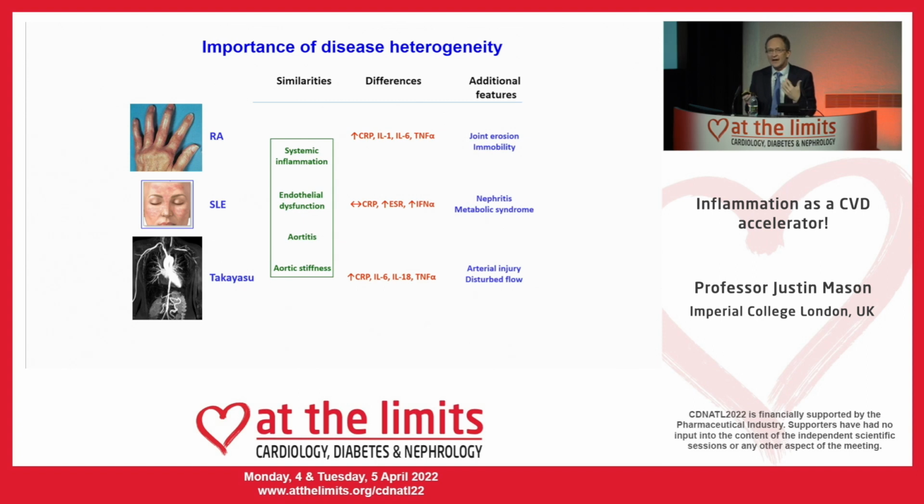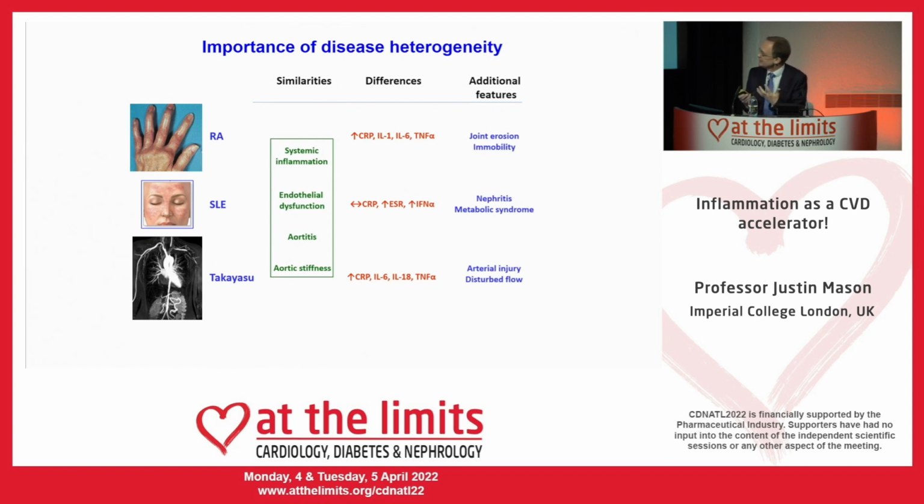But rheumatoid is a high CRP, high ESR illness associated with IL-1, IL-6, and TNF-alpha. Whereas in lupus, you do not typically see a raised C-reactive protein. You may see a raised ESR, and there's an interferon gamma signature in most of the investigations that have been done to date. And finally, Takayasu's probably fits somewhere in between. It is a high CRP, ESR illness. You do see IL-6 and TNF-alpha, but IL-18 is more predominant, and maybe IL-12, 23.